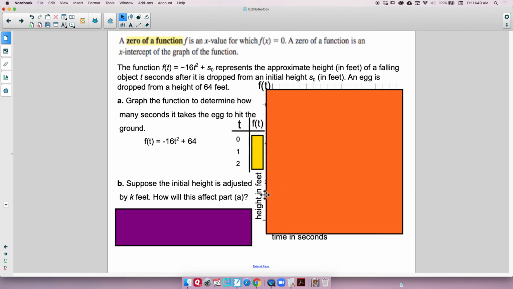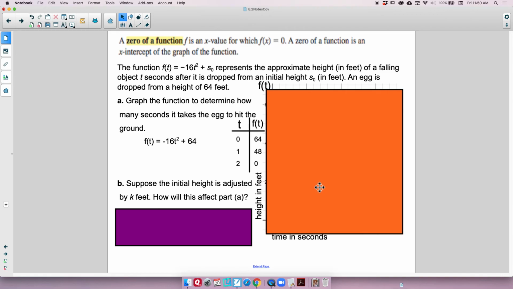Notice here I've labeled my axes, f of t and t, or time in seconds. And this is our height. At 0 seconds, isn't that right when I start to drop it? So if we plug in 0, what's our height going to be? It's going to be 64. After 1 second, the egg starts to fall. 1 squared is 1, so negative 16 plus 64 is 48. At 2 seconds, it's fallen even further. 2 squared is 4 times negative 16 is negative 64, plus 64 gets us 0.